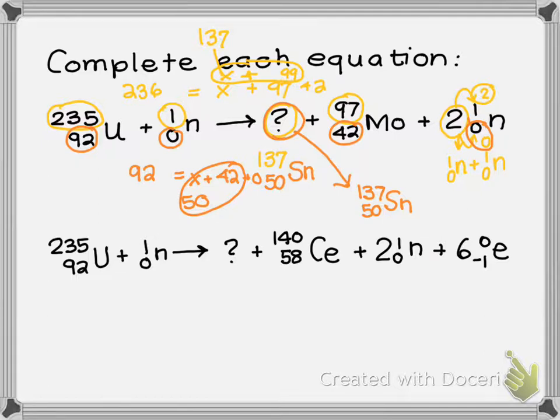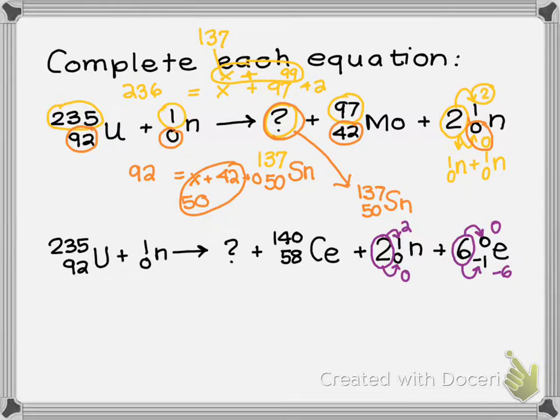So let's try the next one. Now looking here, I see twice. Here I have a 2. So 2 times 1, that means this is 2 on the mass number. And 2 times 0 means it's going to be 0 on the bottom. Now we have 6. These are beta particles. But 6 times 0, that would be 0 on the top. And 6 times -1 is -6 on the bottom.